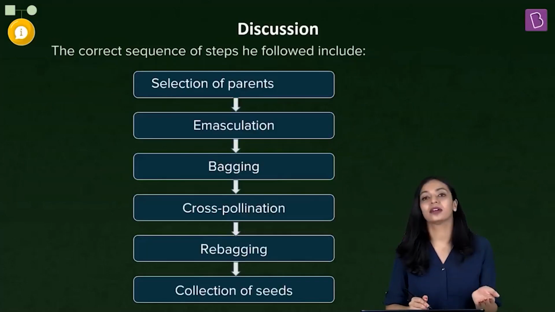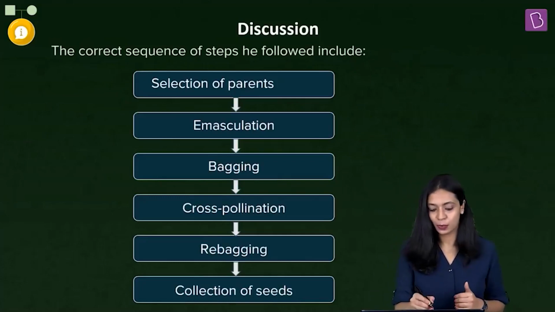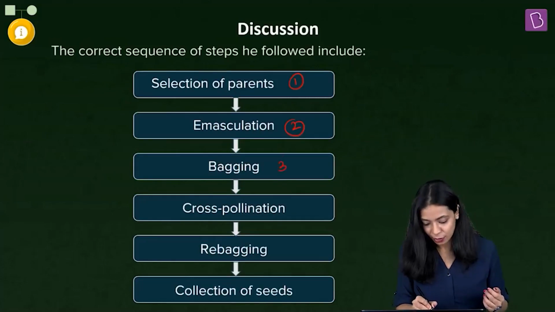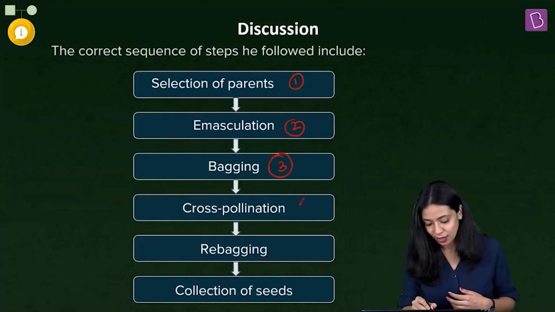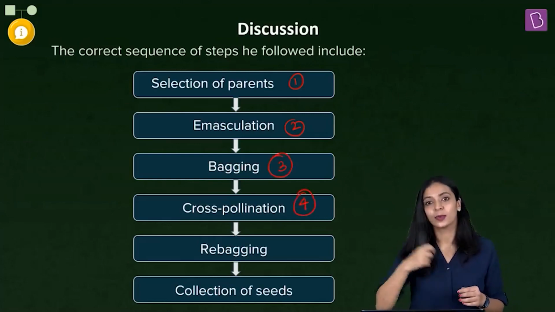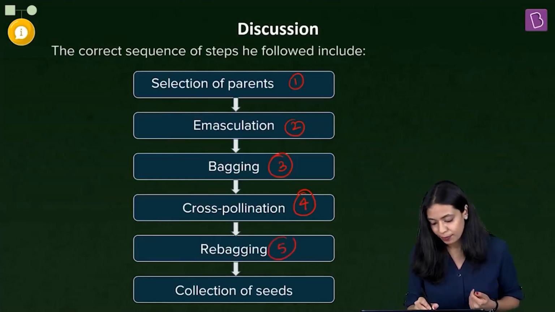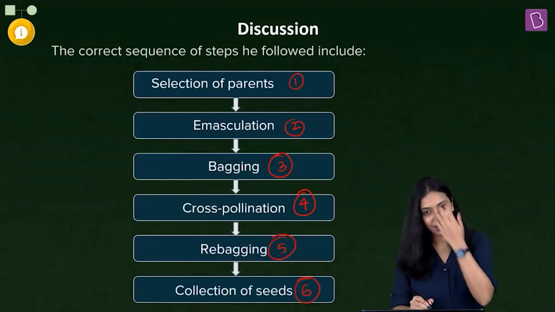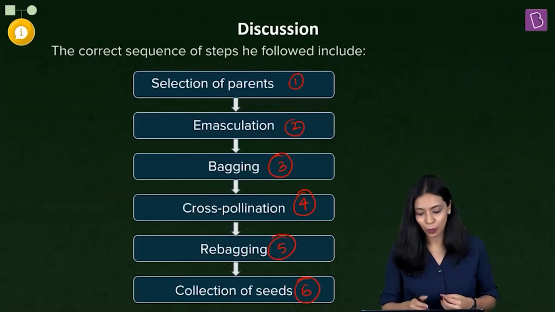So when you look at the steps involved in a hybridization experiment, the first step would be the selection of parents, second would be emasculation of the female parent, and third would be bagging to avoid contamination of undesired pollen. Fourth, cross-pollination: dust the pollen from the male plant onto the stigma of the emasculated flower, tie a bag around it again, and then after fertilization and further development, the fruit will be formed. You can collect the seeds from the pod then.